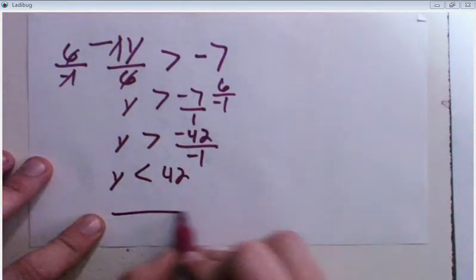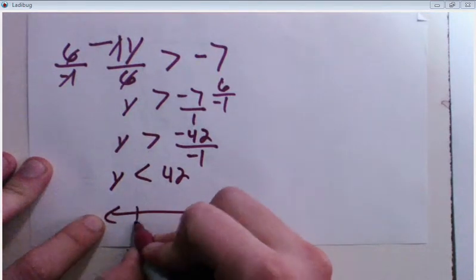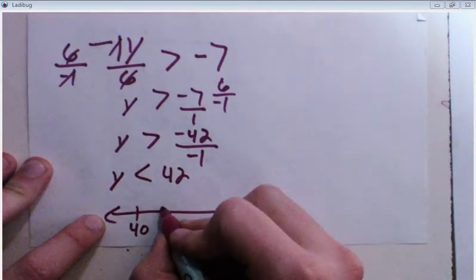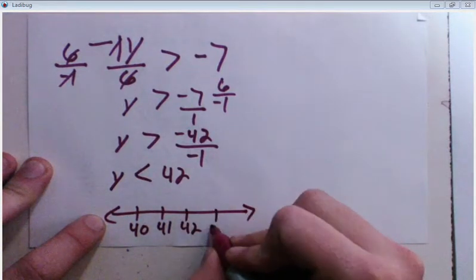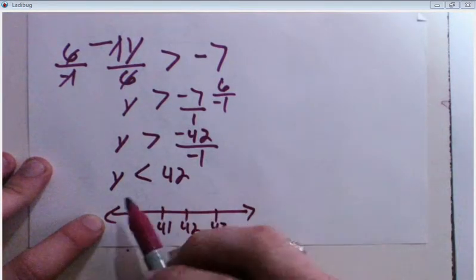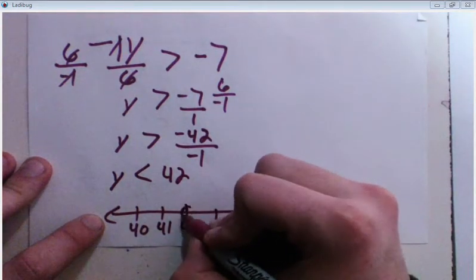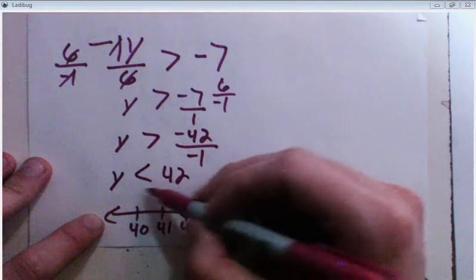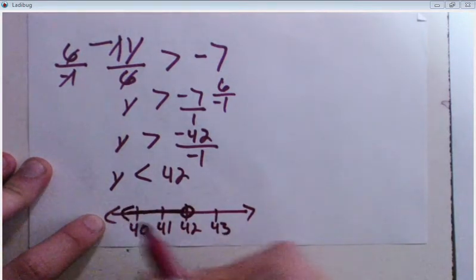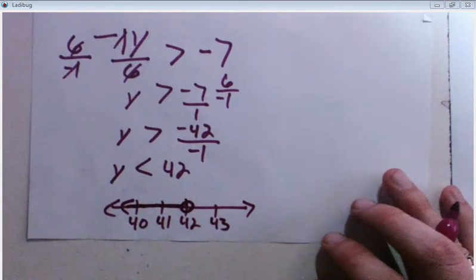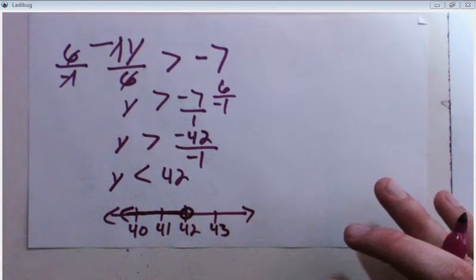And then I'm going to go ahead and plot this on my number line. So if I do that, start with 40, 41, 42, 43. And so y is less than 42. So I'm going to put an open circle because I don't have an equal to. And then it's less than. So everything less than 42 is a potential solution for the variable y. So go ahead and pause that if you need to. And I'll move on to the next example.